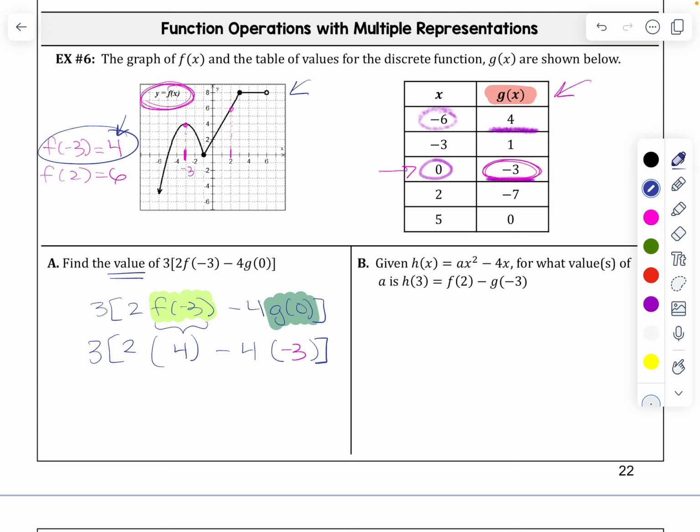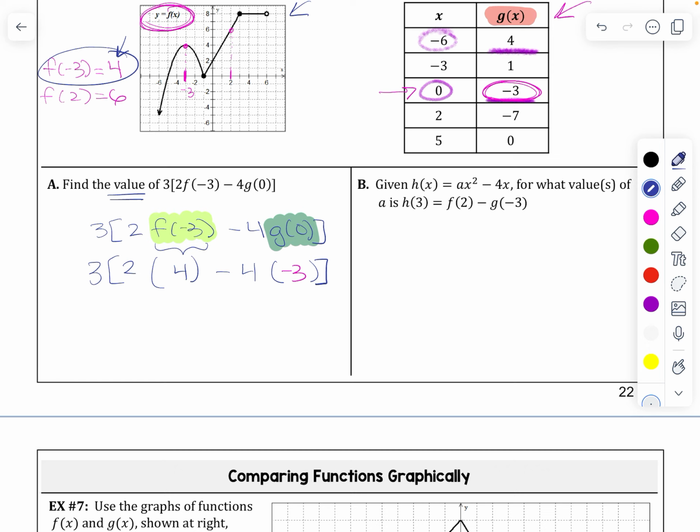Okay, so now we've got all our values, and we can just use PEMDAS. PEMDAS has parentheses, so that's 8. Again, here we get -12. And then in our second parentheses, 8 plus 12 is 20. Times 3 is 60. Okay?